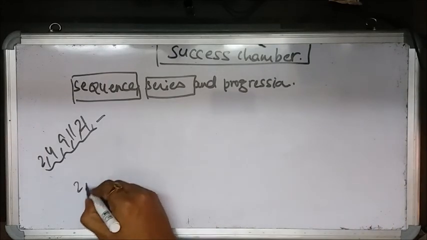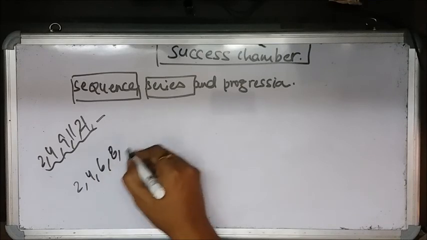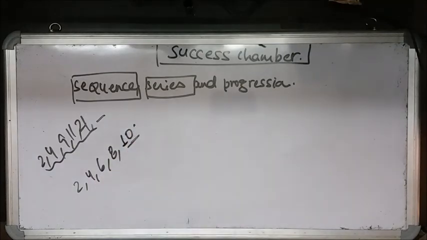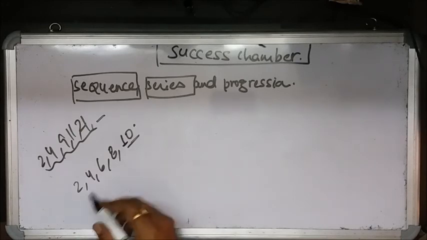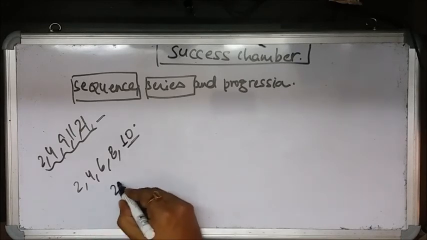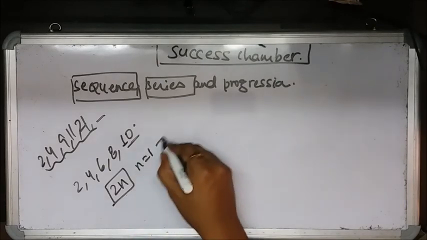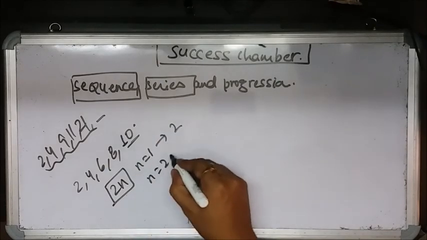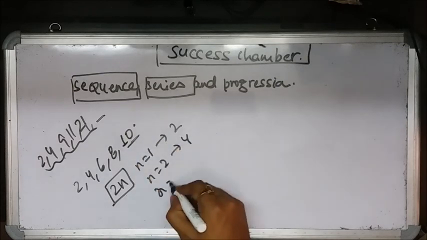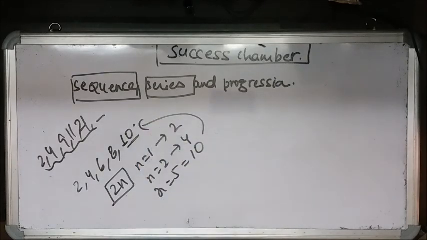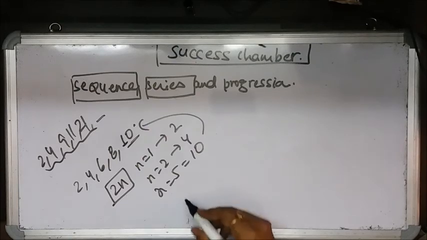So a sequence is a set of numbers which goes according to a particular rule. So if I take it like this, 2, 4, 6, 8, obviously you can tell me that the next number will be 10. So what I can directly tell from here is that each term can be represented as 2n. If you put n equals to 1, you get 2. If you put n equals to 2, you get 4. Similarly, if you put n equals to 5, you get 10. So a set of numbers which follow a particular rule will be called a sequence.